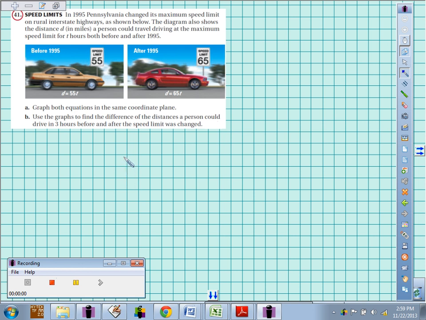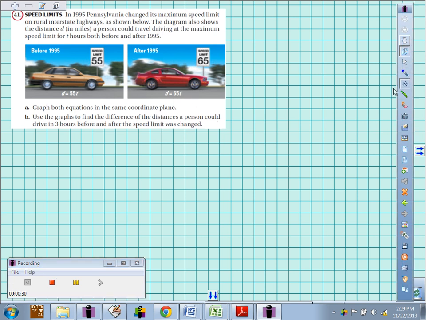41. Speed limits. In 1995, Pennsylvania changed its maximum speed limit on rural interstate highways as shown below. So they went from 55 miles an hour to 65 miles per hour. So the distance somebody could travel driving at the maximum speed limit for t hours is given before 1995 and after 1995. So my distance before 1995 would be 55 miles an hour times however many hours I drive. After 1995, it would be 65 miles an hour times however many hours I drive.